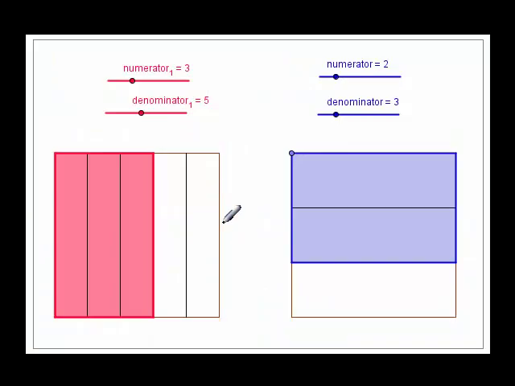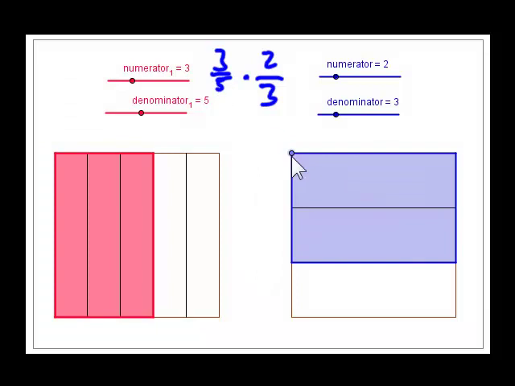We're going to take a look at multiplying fractions. So we have 3/5 times 2/3. We have a fraction over here where we have broken up into 5 total pieces. 3 of them are red, so 3 out of 5 are red. We have a fraction over here where 2 out of 3 pieces are colored in blue, so we have 2/3.